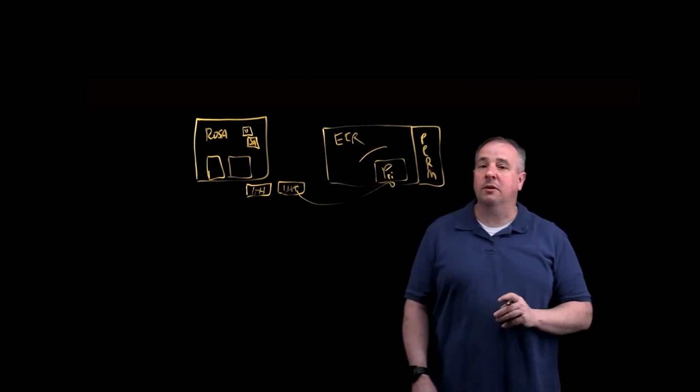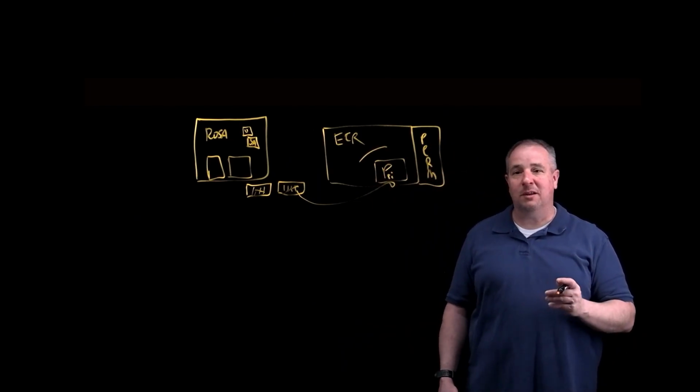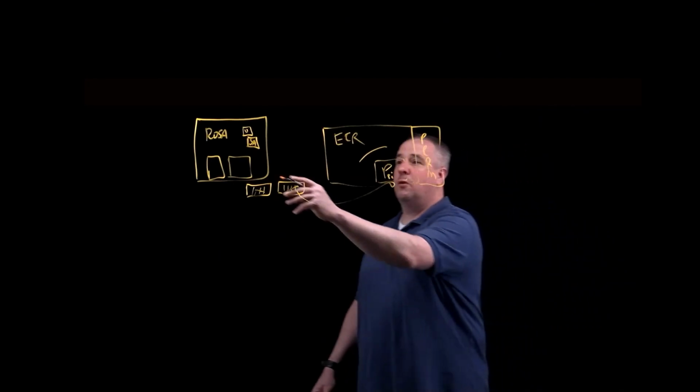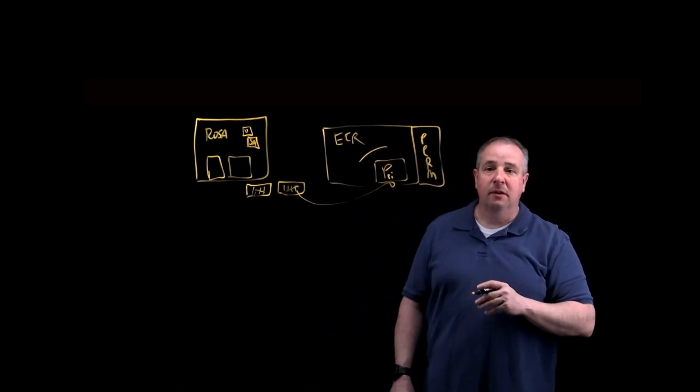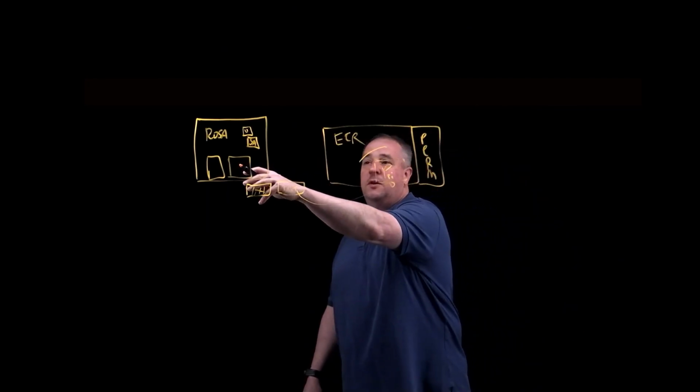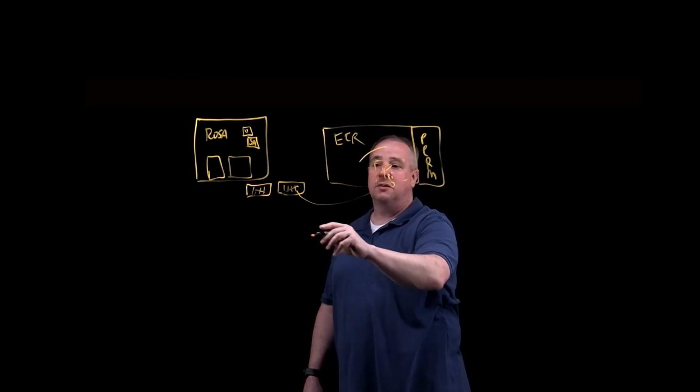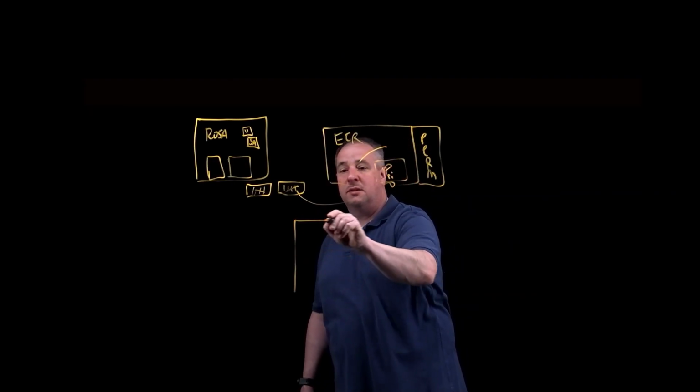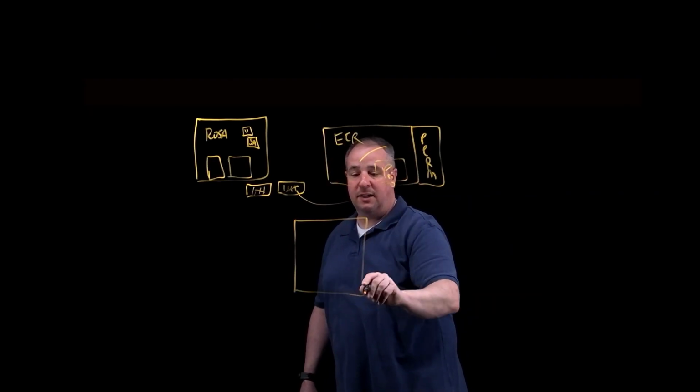So the only component that's missing here is, okay, where do I get the principal from? Because we're not going to have ROSA talk directly to ECR, because essentially you've got OpenShift talking to the AWS service. So this is where IAM comes in. This is AWS's Identity and Access Management.